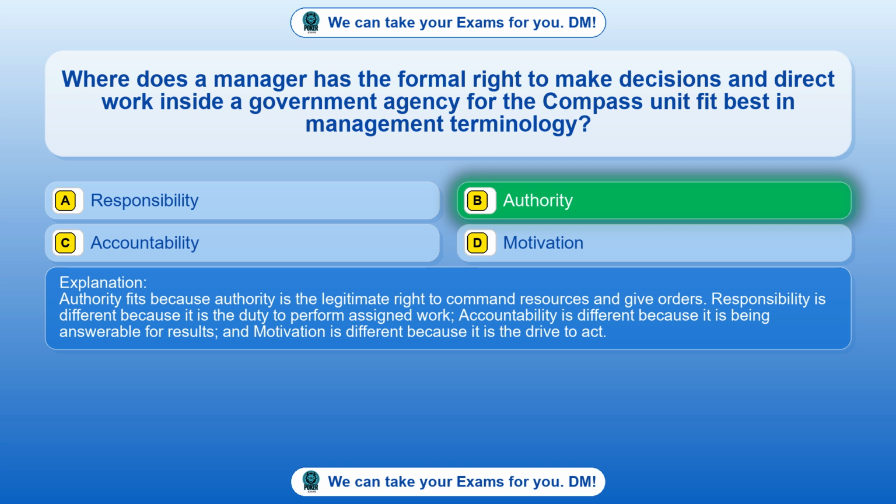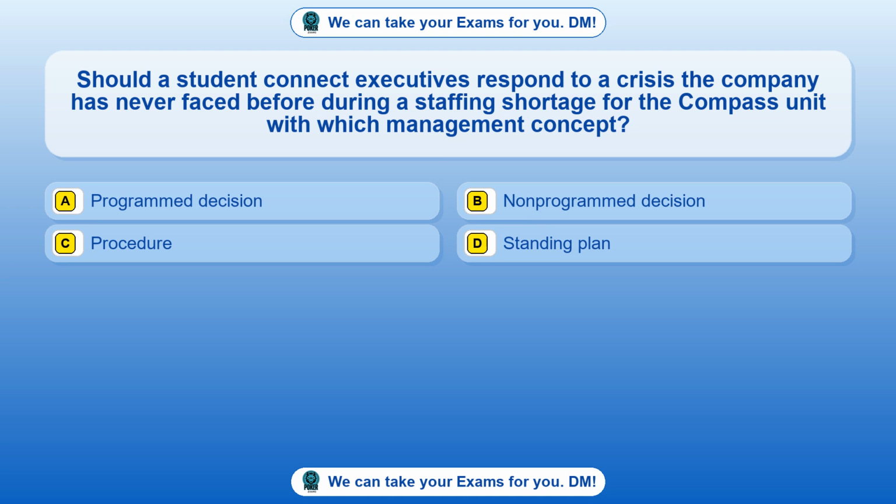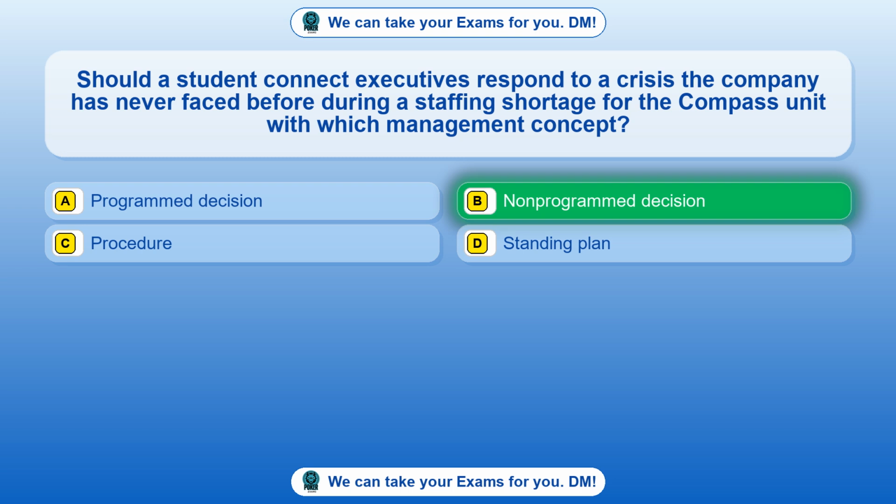Question 4. Should a student connect executives respond to a crisis the company has never faced before during a staffing shortage for the compass unit with which management concept? Option A, program decision. Option B, non-program decision. Option C, procedure. Option D, standing plan. The correct answer is option B, non-program decision.